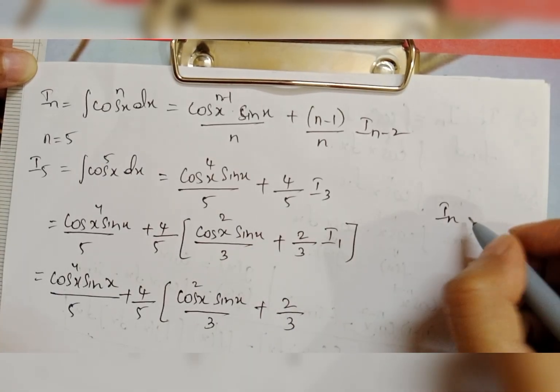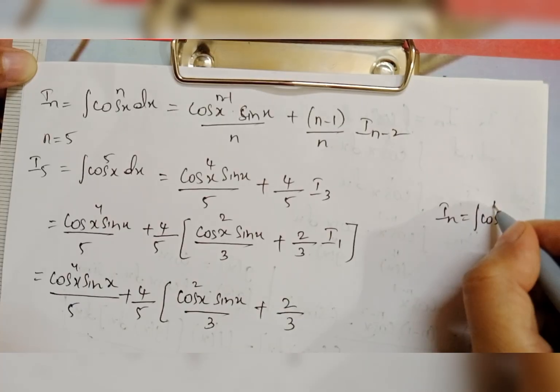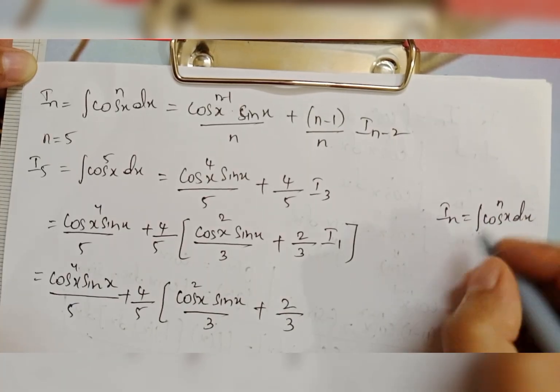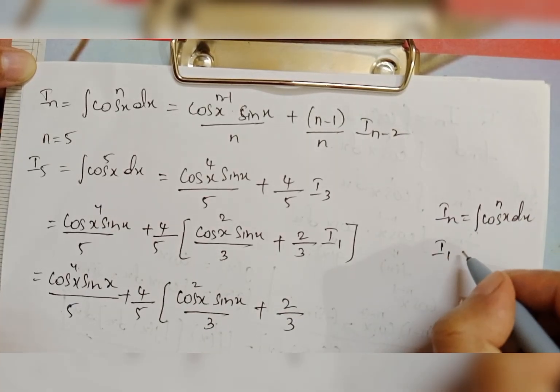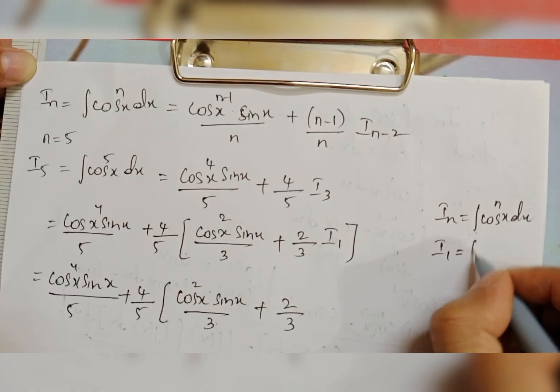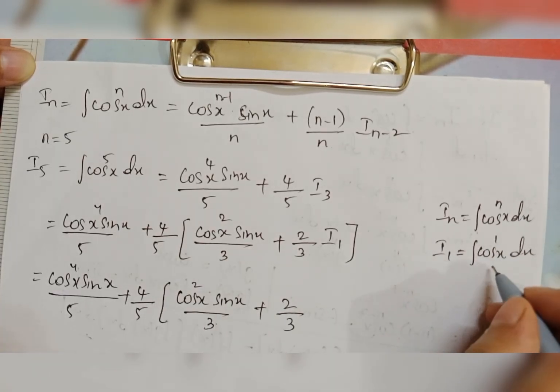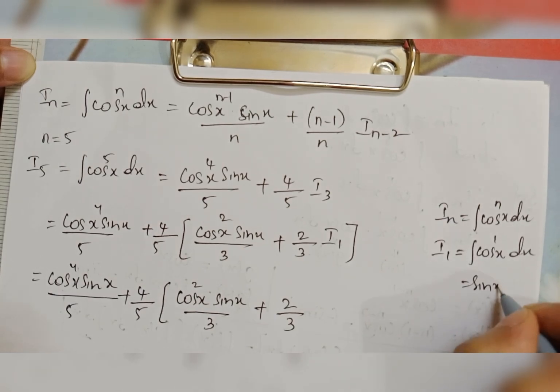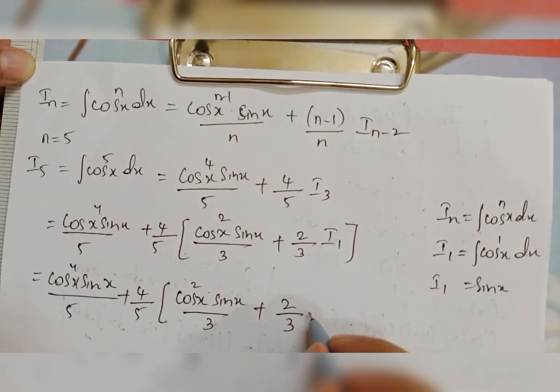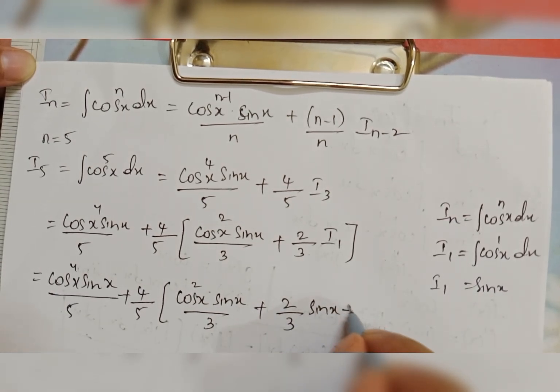We know that In is equal to integral cos x power n dx, right? So here I is equal to 1 and n is equal to 1. So integral cos x power 1 dx. So it is integral of cos x, which is equal to sin x, right? So here we'll get sin x plus c.